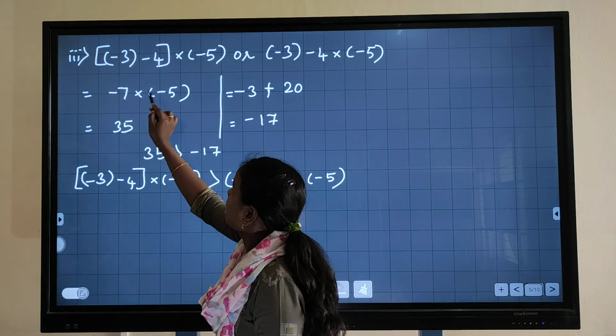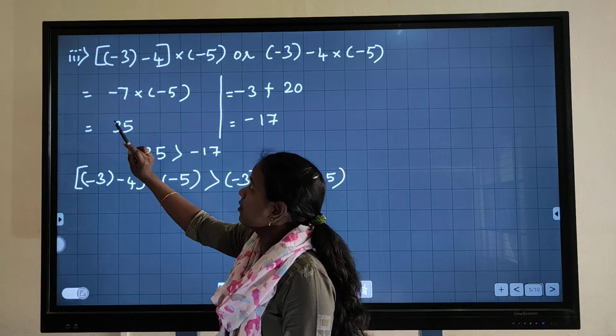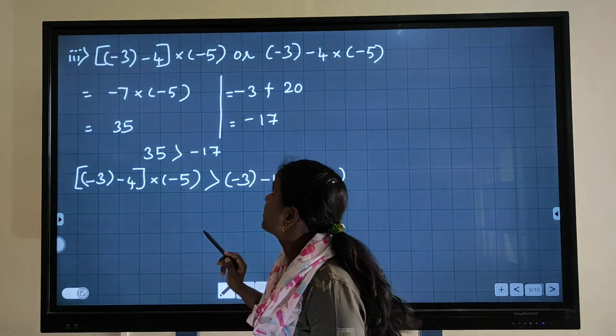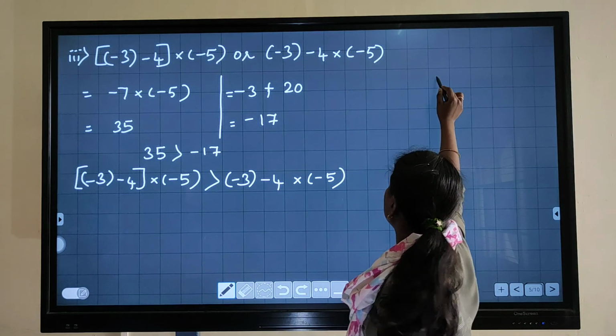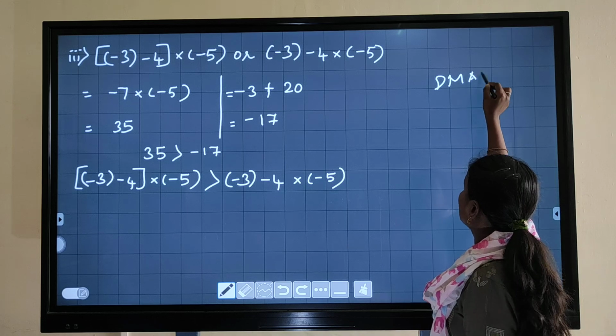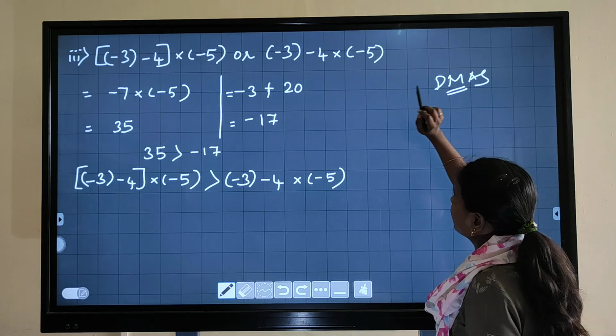So minus 7 multiplied by what is the remaining? Minus 5. If you multiply, minus multiplied by minus will become plus. 7 5s are 35. Same, I am going to solve this side. So you know, according to BMAS we have to solve multiplication first, because division is not there. So I am solving multiplication first.